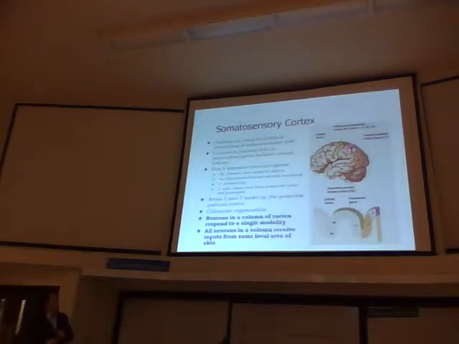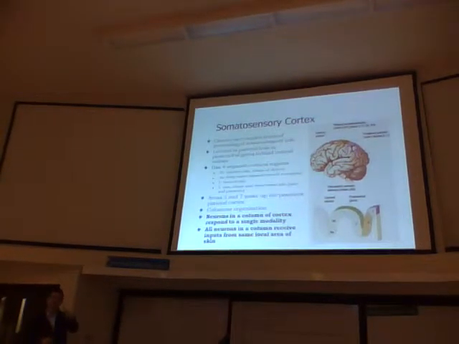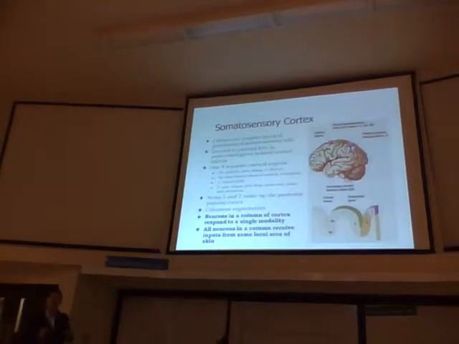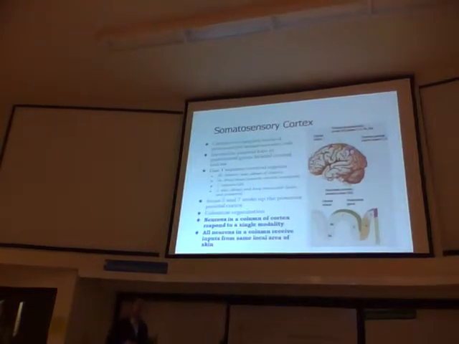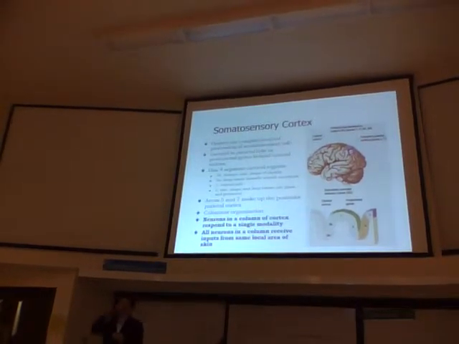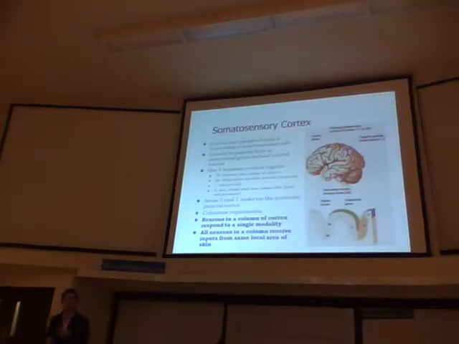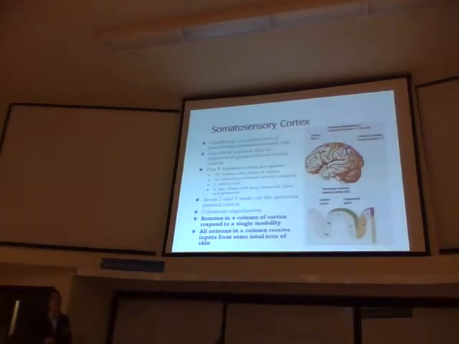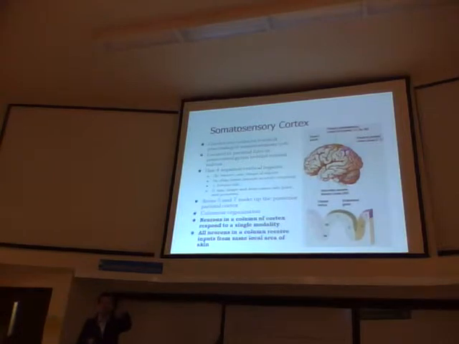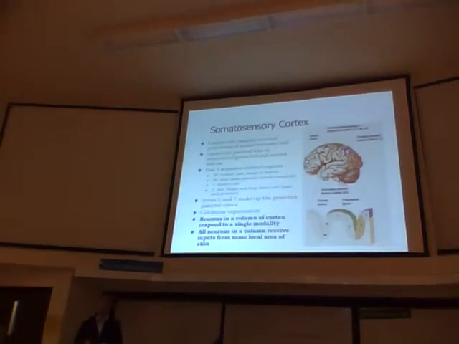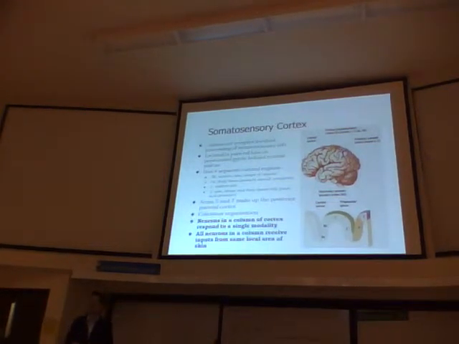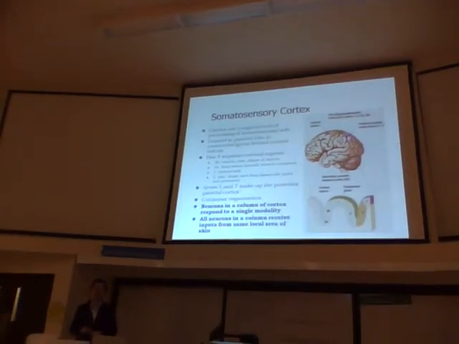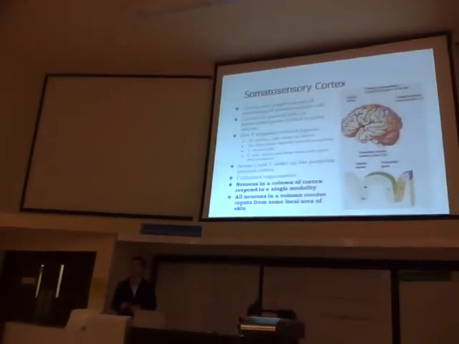The second principle is that all neurons in a single vertical column receive inputs from the same patch of skin, in the case of the somatosensory cortex. In the visual system, primary visual cortex, all neurons in a single vertical column will respond to the same local area of your visual field. Okay? So there is some logic to the anatomical method that is the cerebral cortex.